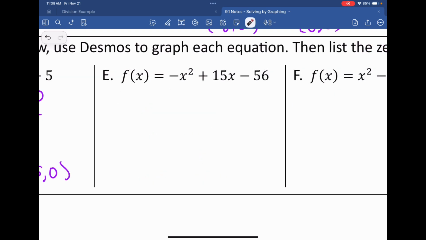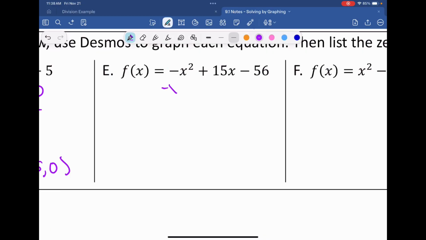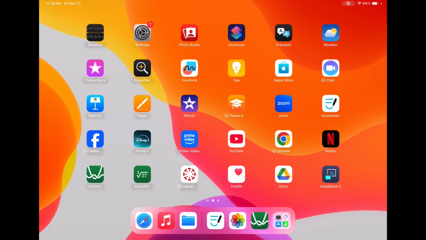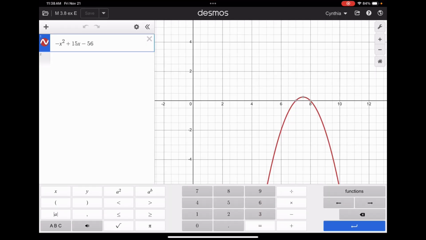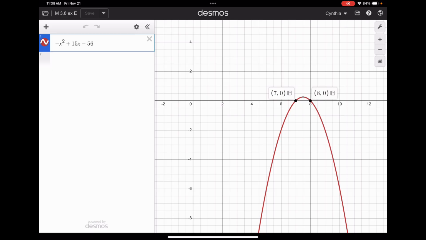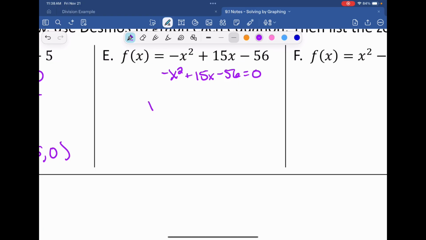All right, -x squared plus 15x minus 56. This graph is upside down because of this negative sign right here. We're still going to set it equal to 0, though. Put it in Desmos, which I have. Make sure your equation is selected, and then we click the little gray dots. So 7 and 8. And again, depending on the directions, if it asks for the x-intercepts, they want it as an ordered pair.